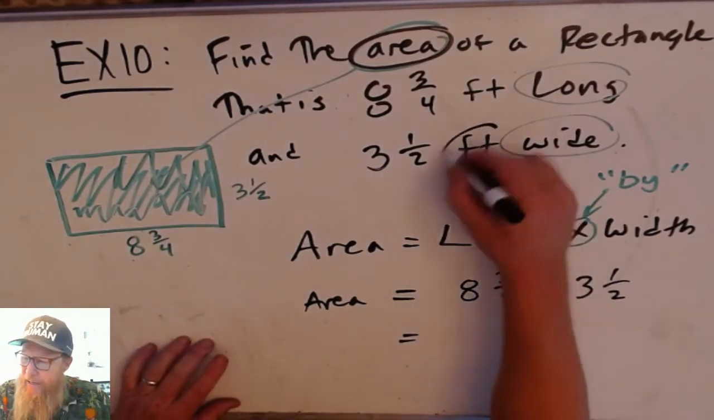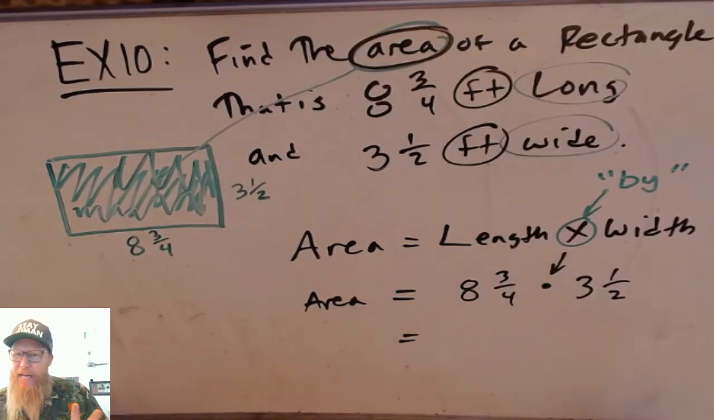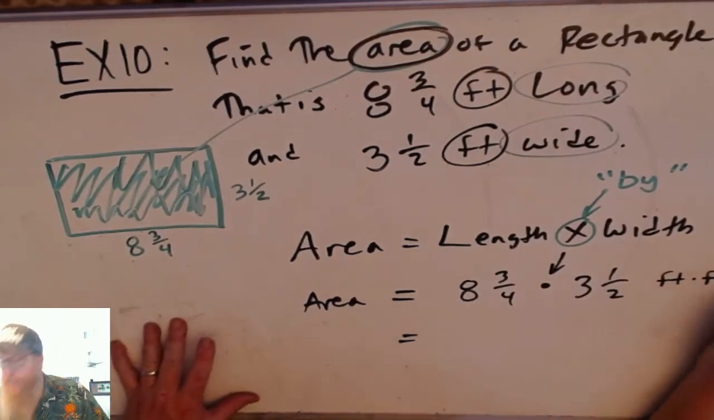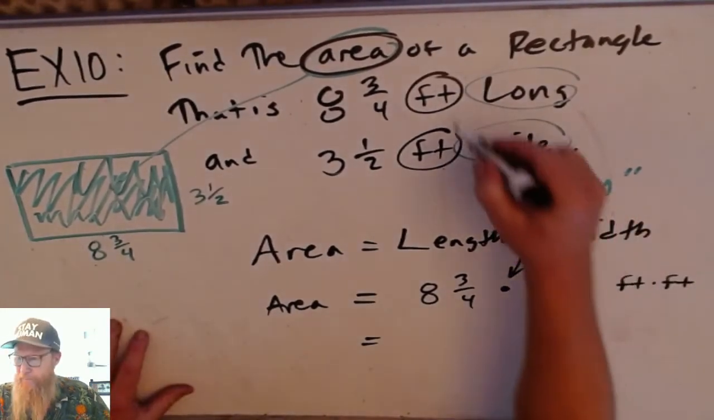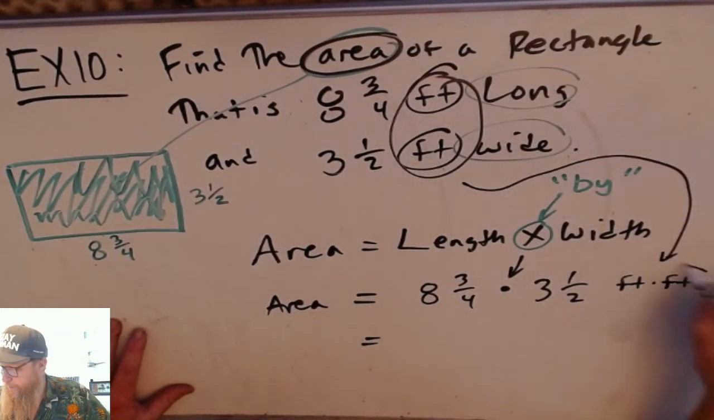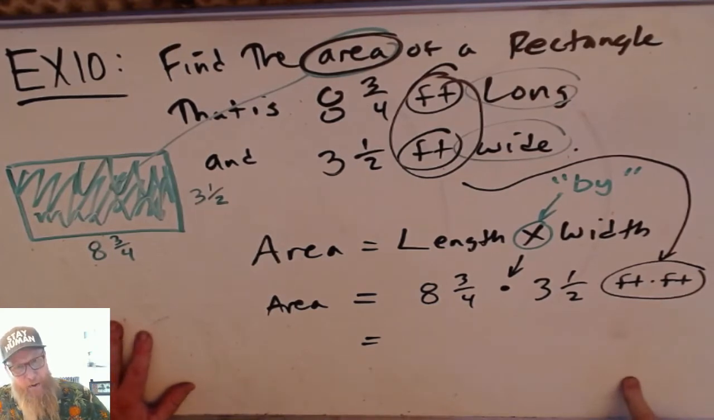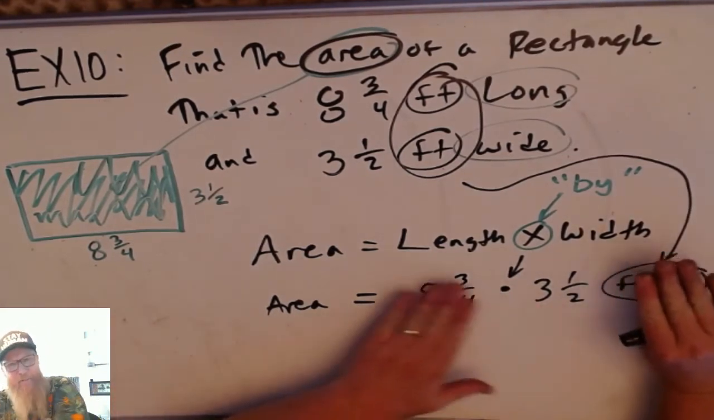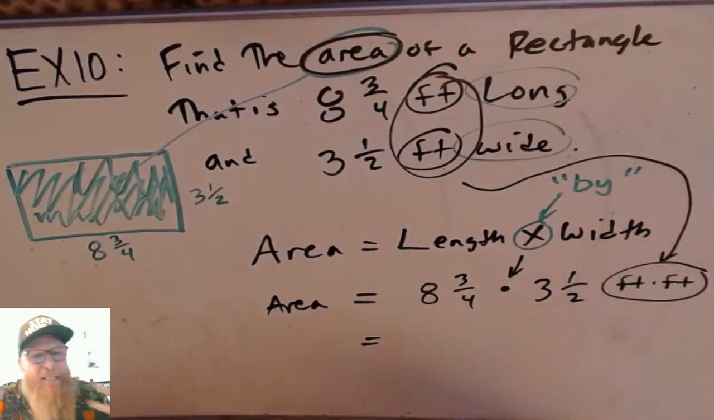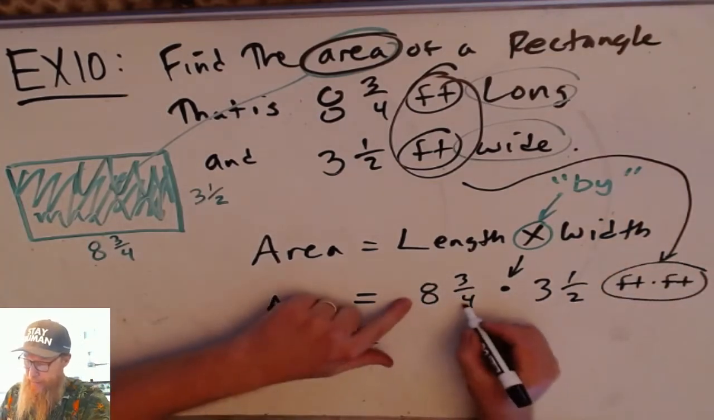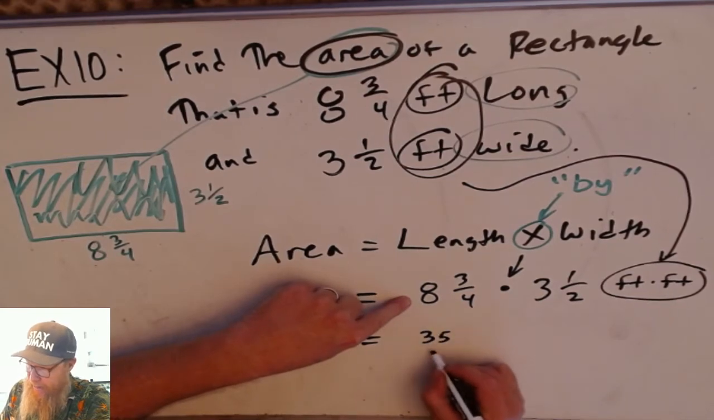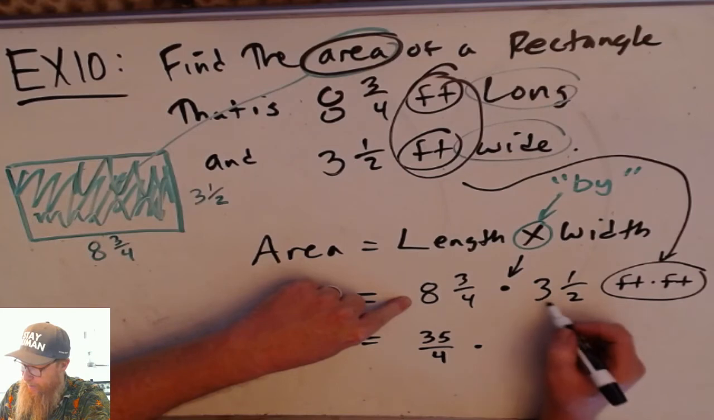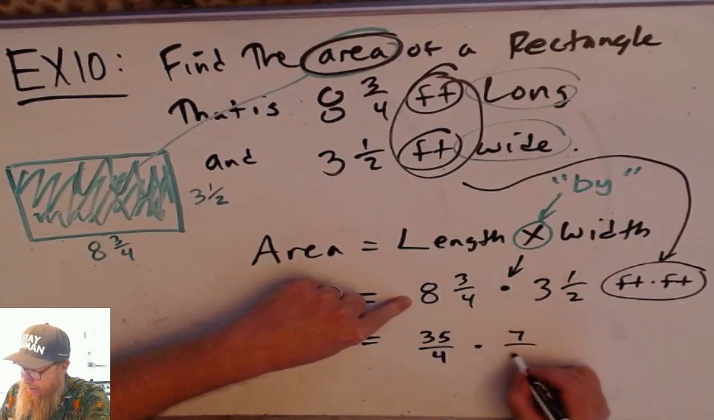Now, technically, we're also multiplying the feet. So that's feet times feet. We usually put the units off to the right-hand side. I'll get to that in a minute. It really doesn't affect the answer. It just affects how we say the answer. So that's going to be 35/4 times 7/2.